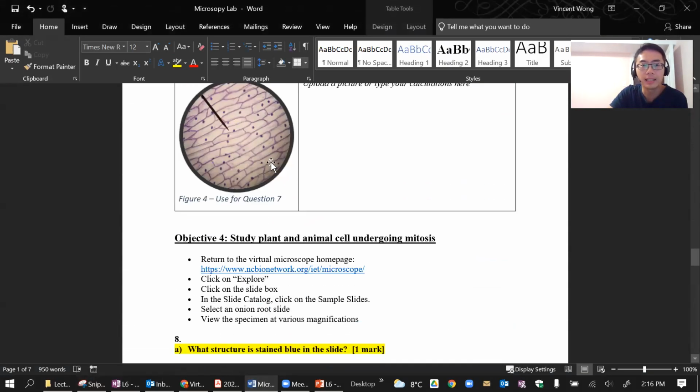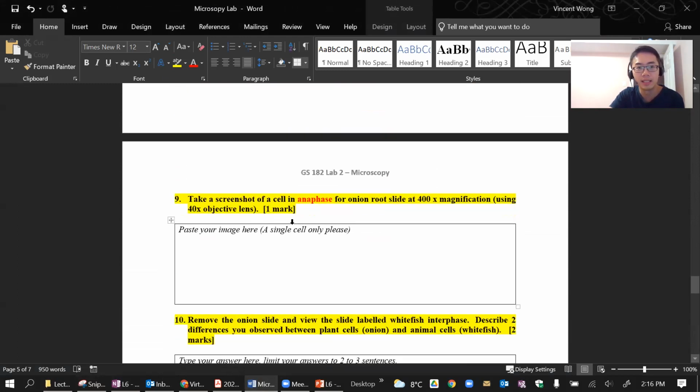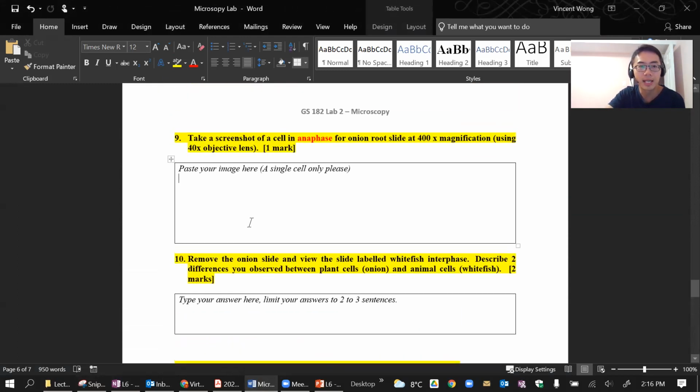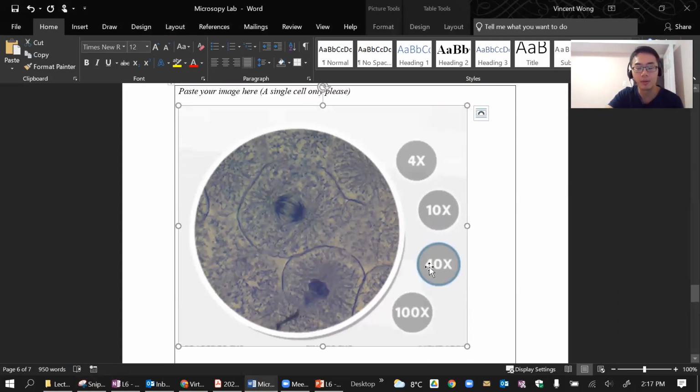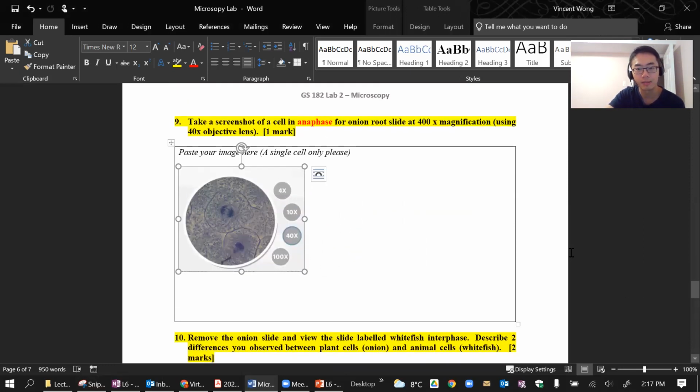Okay, I highlighted all the questions because last time people missed some of the questions, right? So I highlighted all of it this time. Hopefully it will be okay. And here it says, take a screenshot of a cell in anaphase. I know it says onion root. Okay, so you would have to find the onion root, but I will paste whatever picture I screenshot, and then you would make it smaller so it will fit.